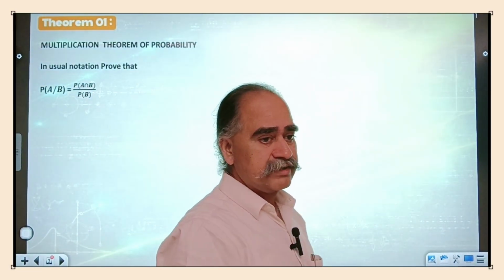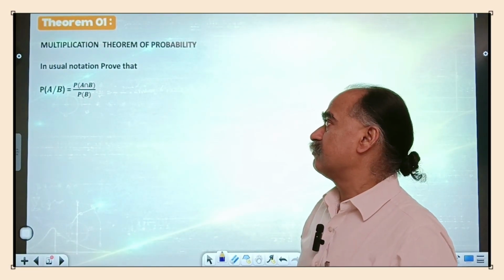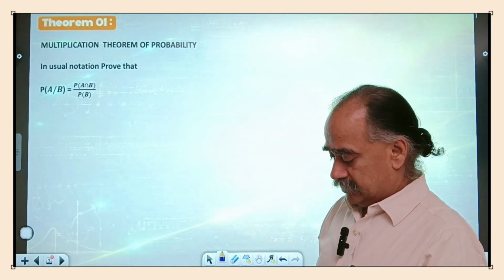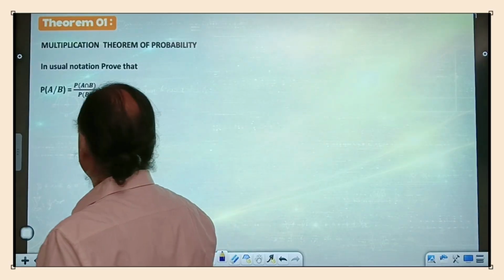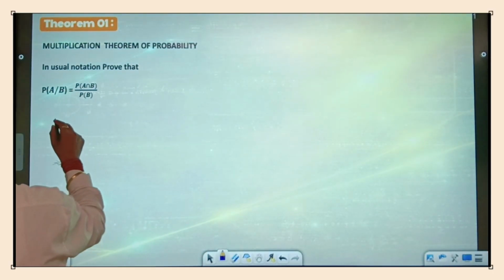The next very important theorem is what? Multiplication theorem of probability. In usual notation, prove that P(A/B) is what? P(A intersection B) upon P(B). See the proof.